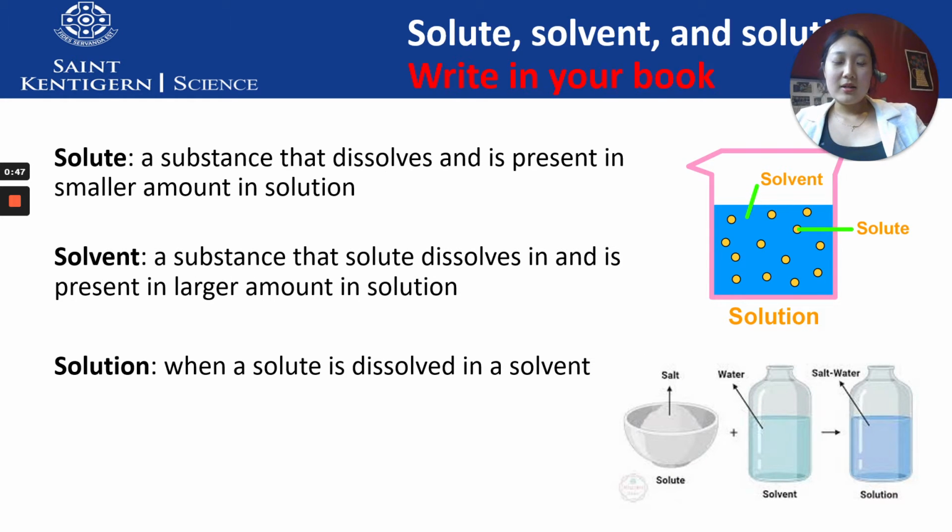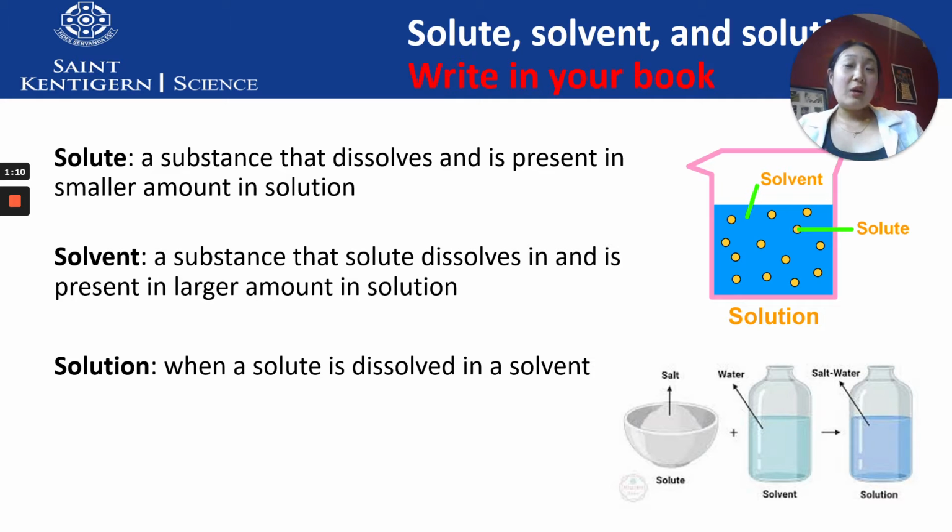The solute is a substance that dissolves and is present in a small amount in a solution. The solvent is a substance that the solute dissolves in and is present in a large amount in a solution. And the solution is when a solute is dissolved in a solvent.